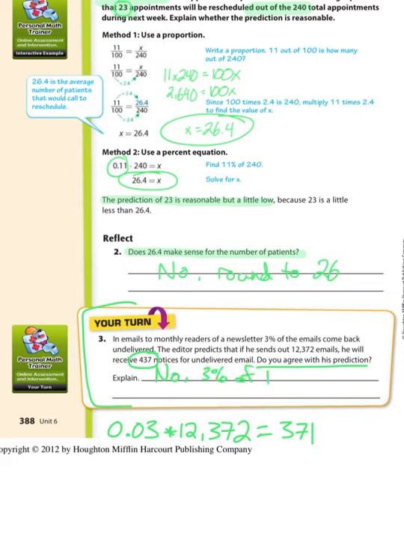3% of 12,372 is 371, which is much lower than 437. The prediction is high. The probability tells us it's actually lower.